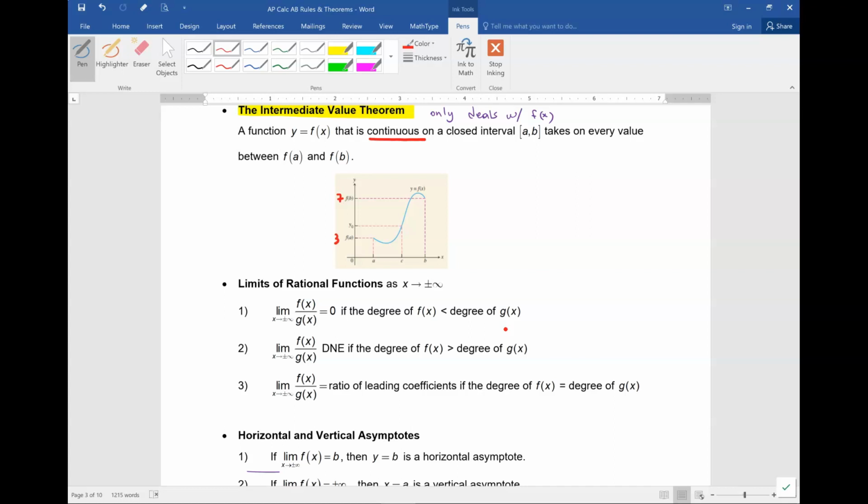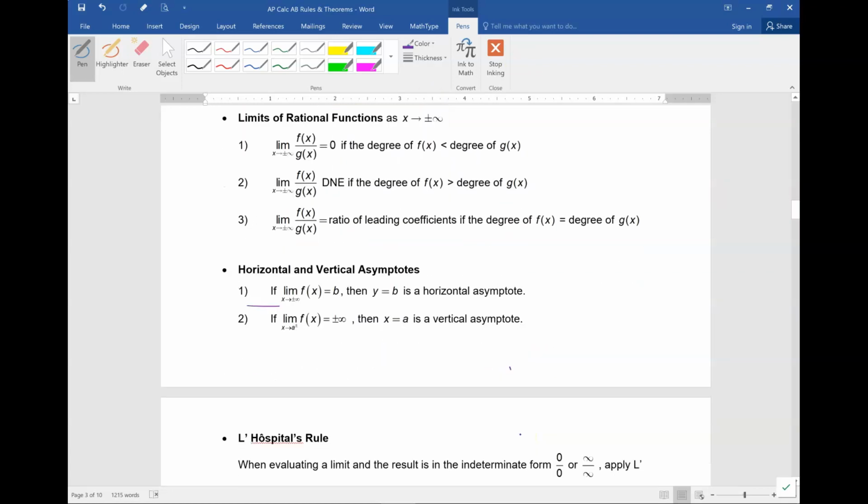As we go through this, we're going to highlight that, and afterwards we're going to create a chart of the different theorems and what the premise is. Are they continuous, differentiable, both, none, whatever? Okay, so rational functions, this one you guys already know. It's the higher exponent on top versus on the bottom, and it has to do with whether the limit is infinity, exists, or is 0.